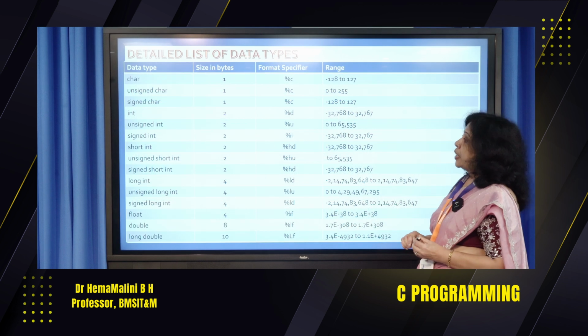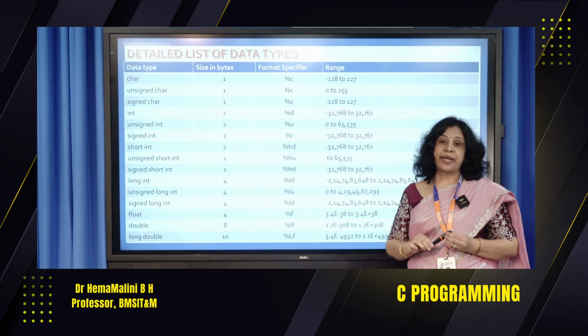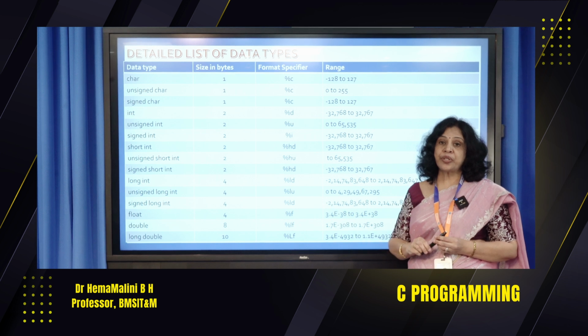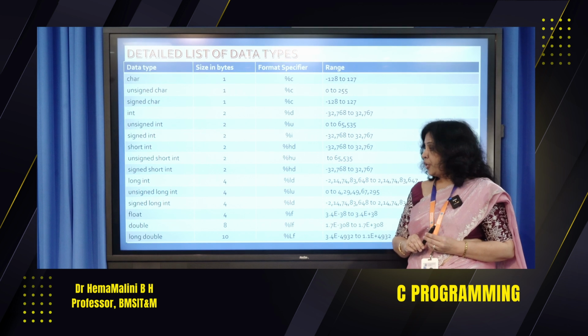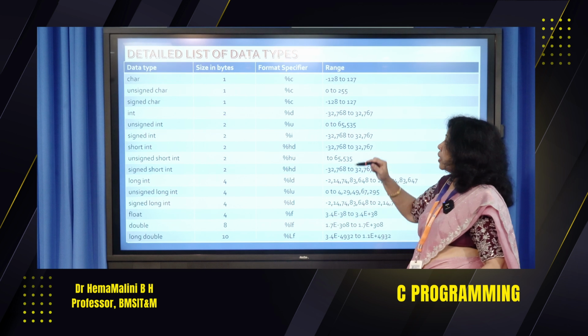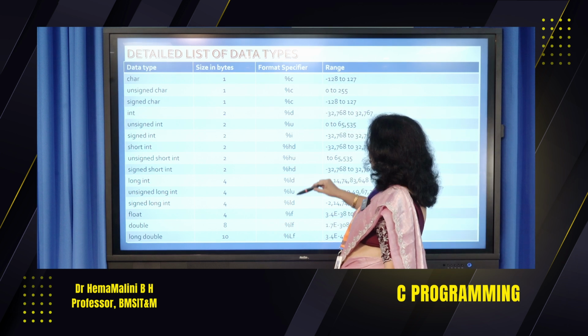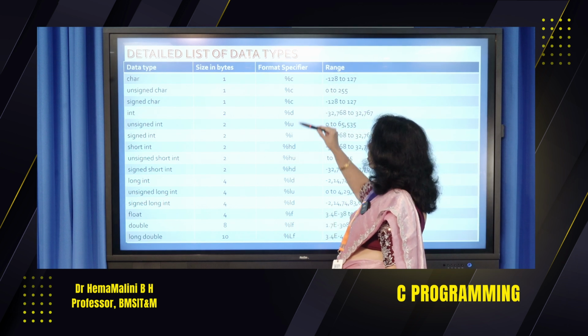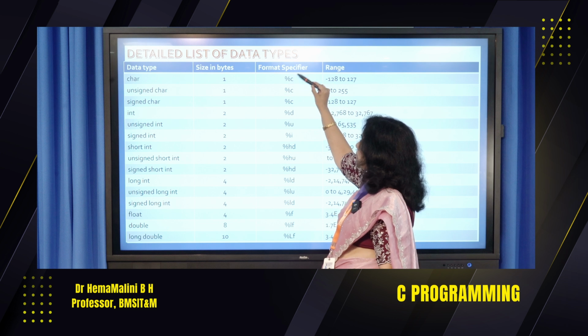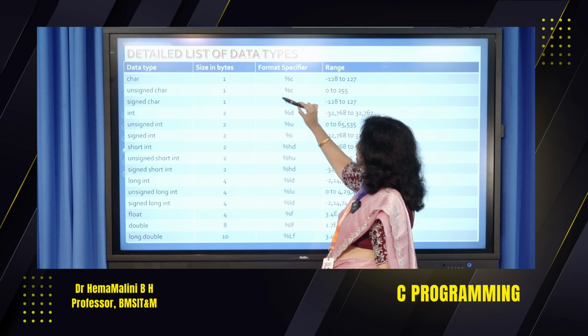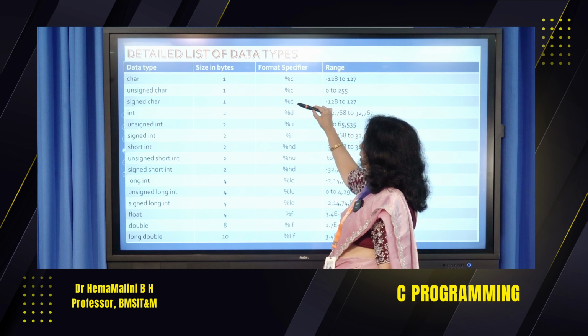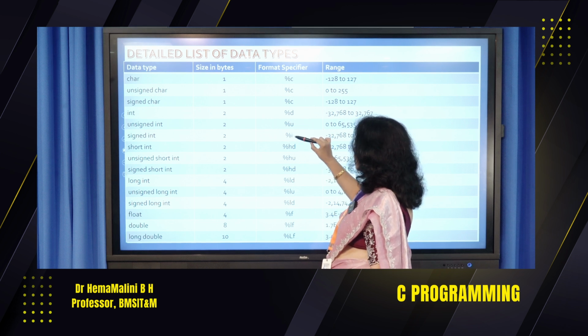Okay. Now, detailed list of data types. Here I am just going to give you the detailed list. You can have a look at it. Format specifier is something which I would like to mention. For character, we use %c. Unsigned character, signed character, everything is %c. Int is %d. Unsigned int, %u. Signed int, %i.